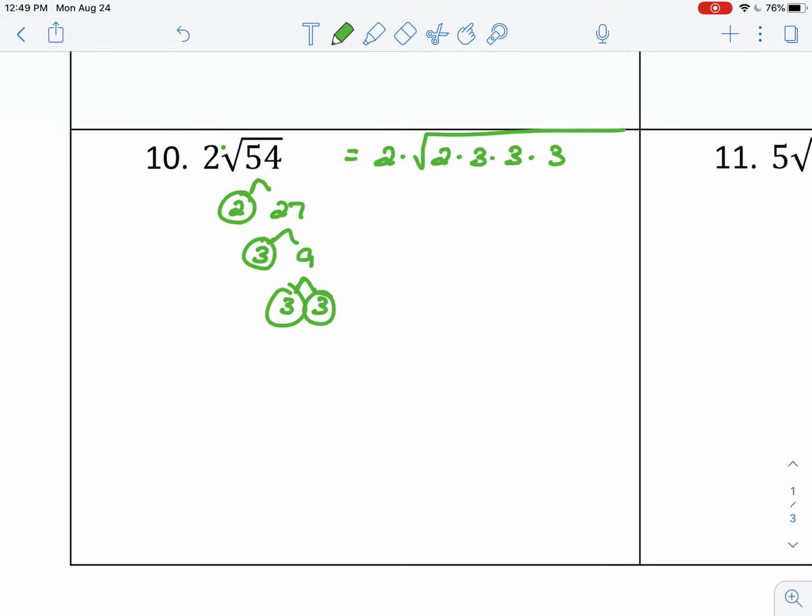And pairs make perfect squares. I see a pair of 3s. So outside the radical, we still have a 2. But now, since 3 times 3 is 9, I can go ahead and put a regular 3. The square root of 9 is regular 3. So we still have multiplication. We have 2 times 3. Inside the radical are any of the things that haven't paired up, which is this leftover 2 and this leftover 3. So that means when I multiply back together, 2 times 3 is 6. 2 times 3 is 6. So our simplified answer is 6 root 6.